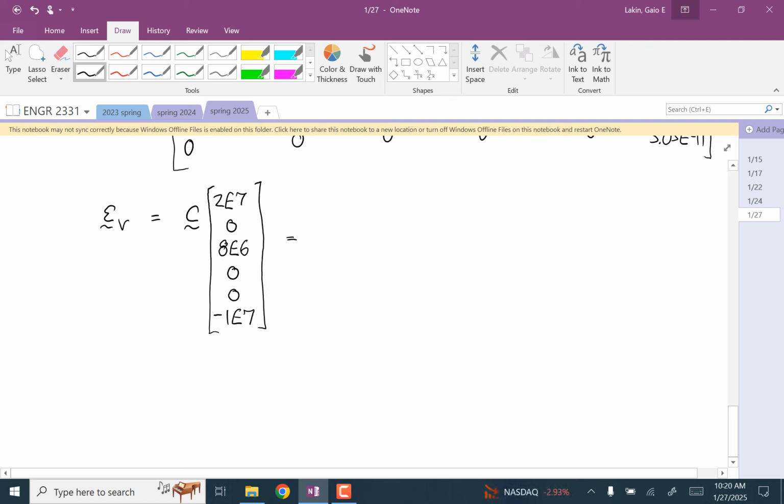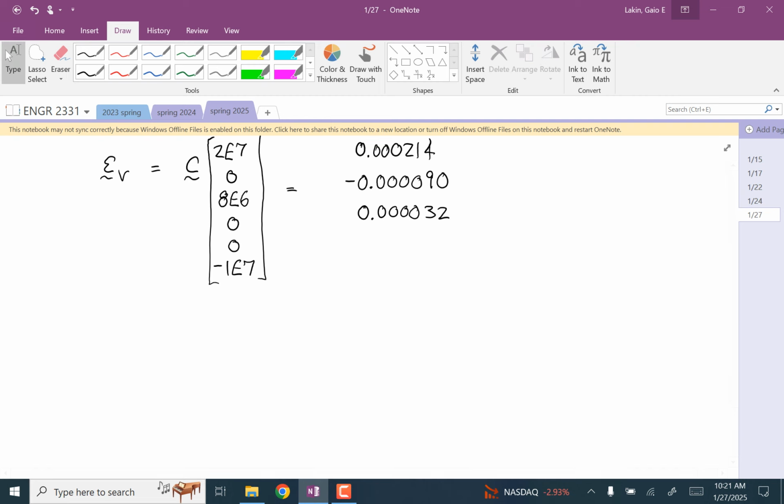And now if you multiply it by this compliance matrix, you should get 0.000214, negative 0.0000 and then 9, 0, and then 0.0000 and then 32, and then 0, 0, and then negative 0.000304.